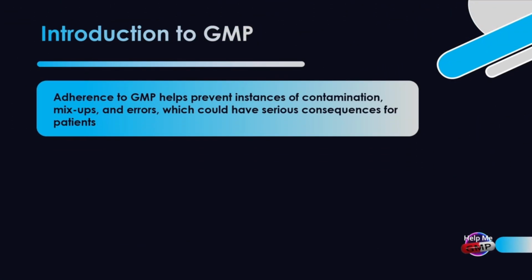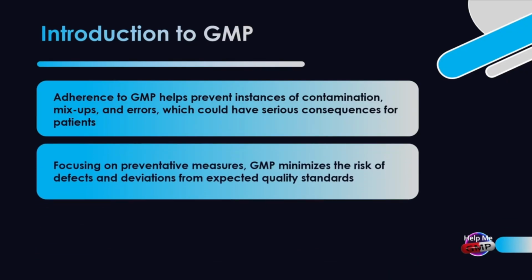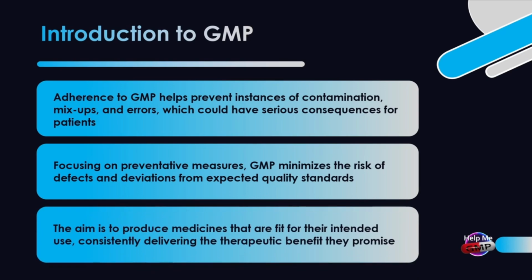Adherence to GMP helps prevent instances of contamination, mix-ups and errors which could have serious consequences for patients. By focusing on preventative measures, GMP minimises the risk of defects and deviations from expected quality standards. The aim is to produce medicines that are fit for their intended use, consistently delivering the therapeutic benefit they promise.